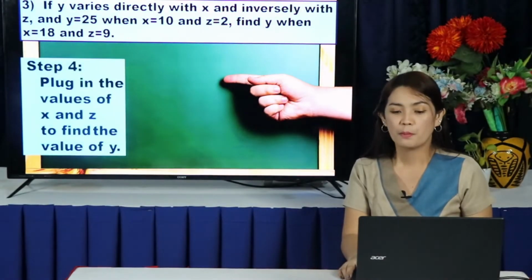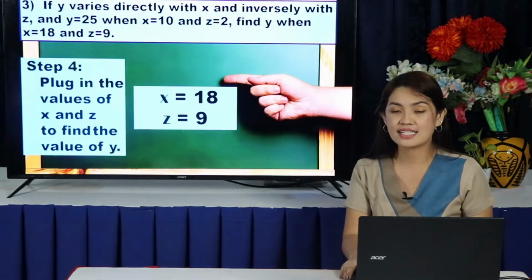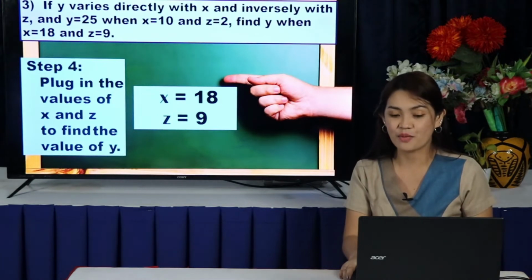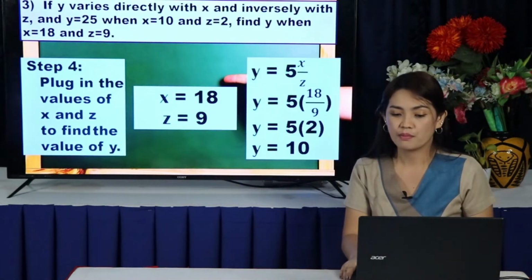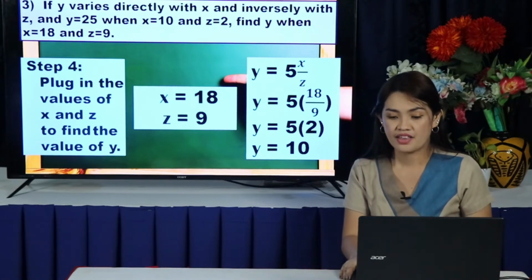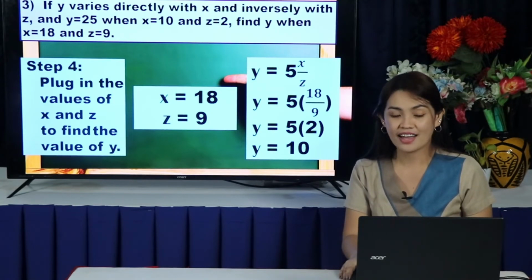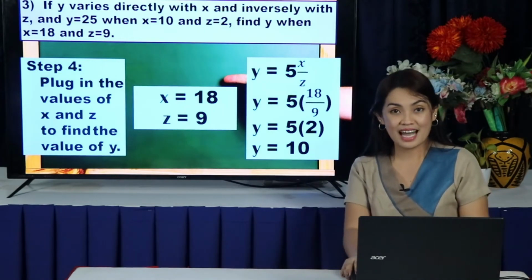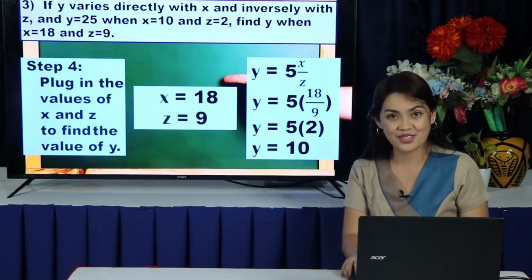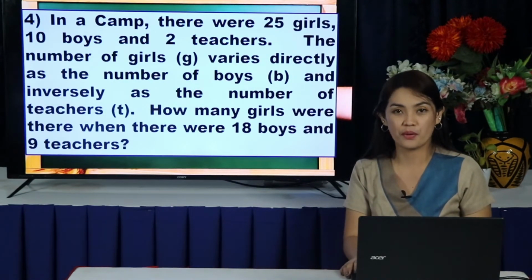Step 4. Plug in the values of x and z to find the value of y. The values are x equals 18 and z equals 9. From y equals 5 times 18 over 9, then to y equals 5 times 2. Simplify, thus y equals 10. Were you able to follow the steps and arrive with the correct answer? Excellent! Let us move on to number 4.